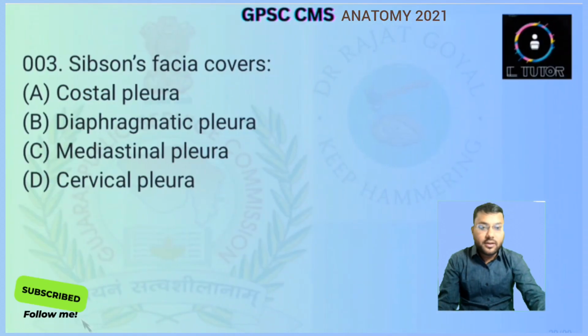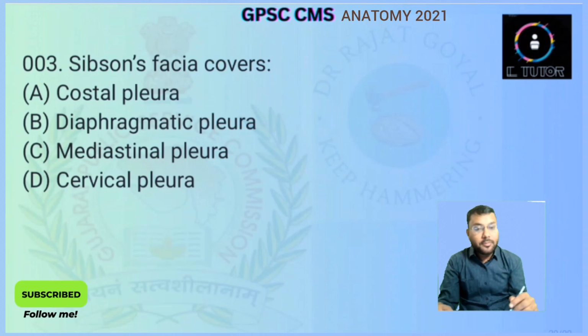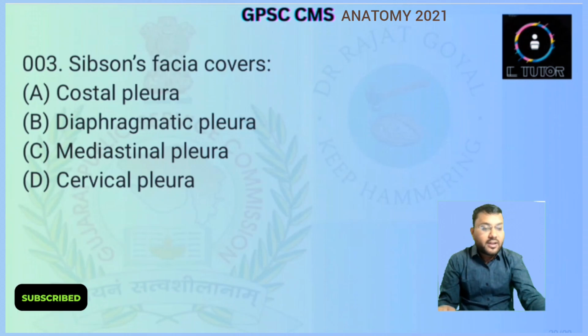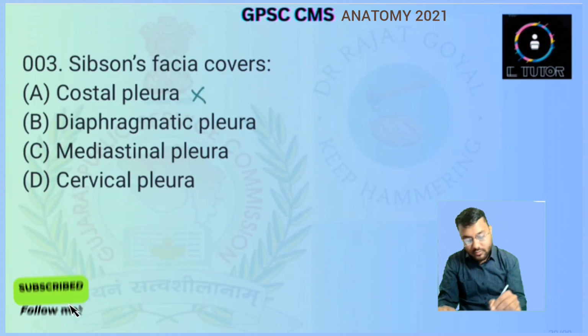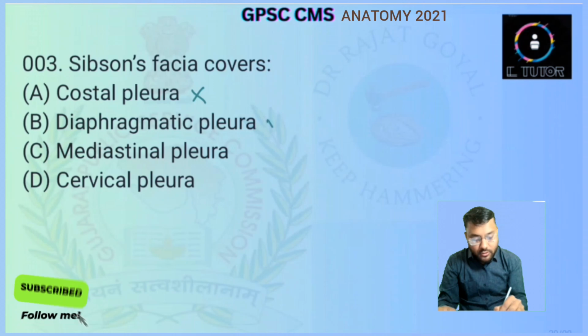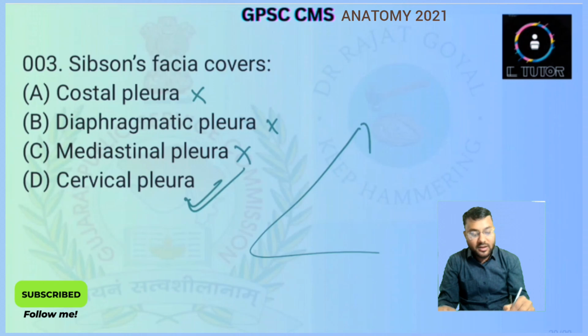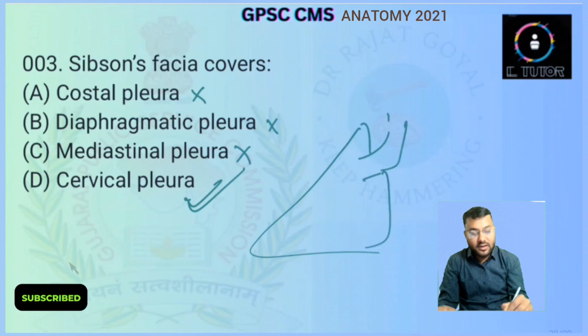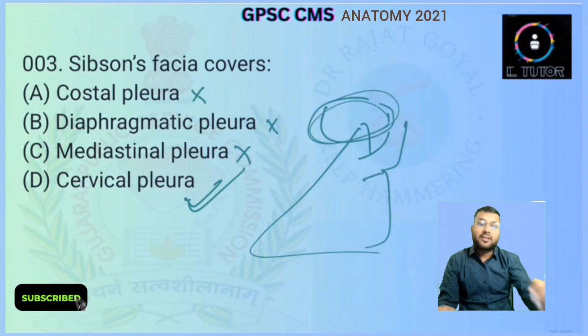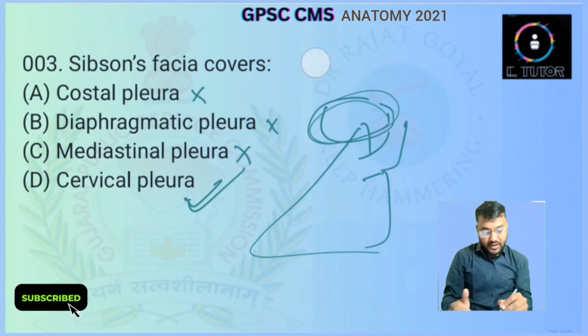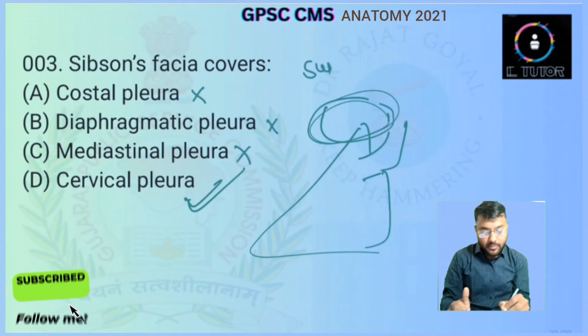Simpson's fascia covers which structure? Simpson's fascia generally protects the apex of the lung and covers the cervical pleura. First is costal pleura, no. Diaphragmatic pleura, no. Mediastinal pleura, no. Cervical pleura, this is true. Simpson's fascia is present at the apex of the lung, protects it and the cervical pleura, and is also called the suprapleural membrane.